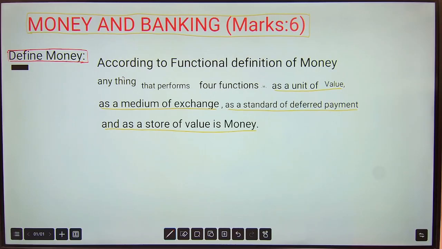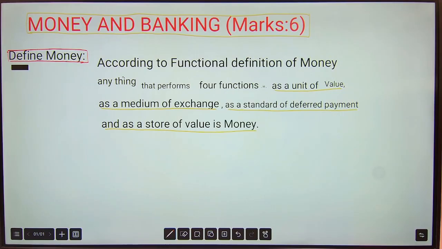Define money. According to the functional definition of money, anything that performs four functions, that is as a unit of value, as a medium of exchange, as a standard of deferred payment and as a store of value, is money. What exactly are these? Number one, as a unit of value. What is unit of value? These days we measure every commodity, every good and service, in terms of money. That's why it is a unit of value.